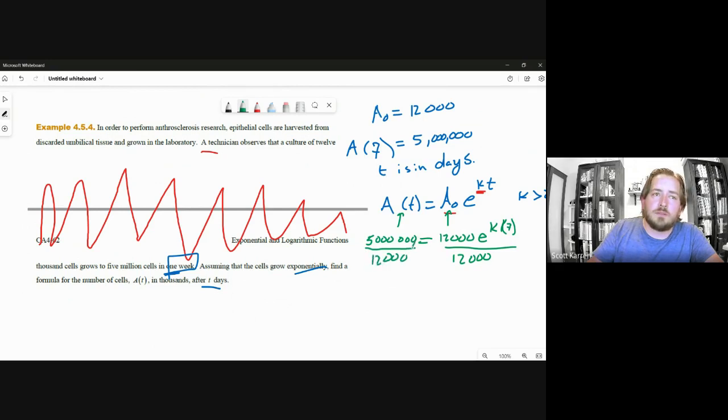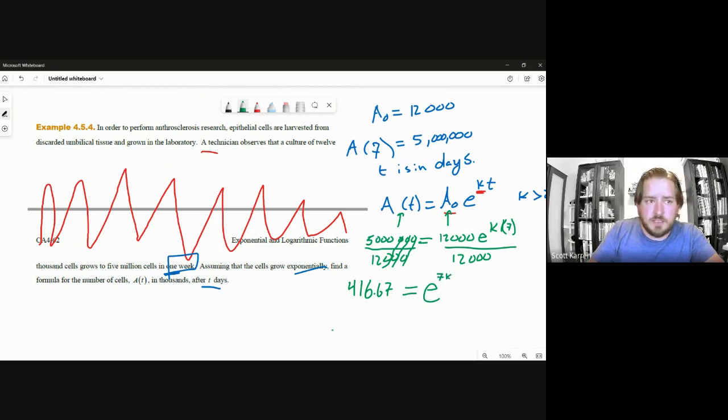All right, so 5,000 divided by 12 is 416, point, I'm going to round this to 416.67, equals e to the 7k. K times 7 is the same as 7k.